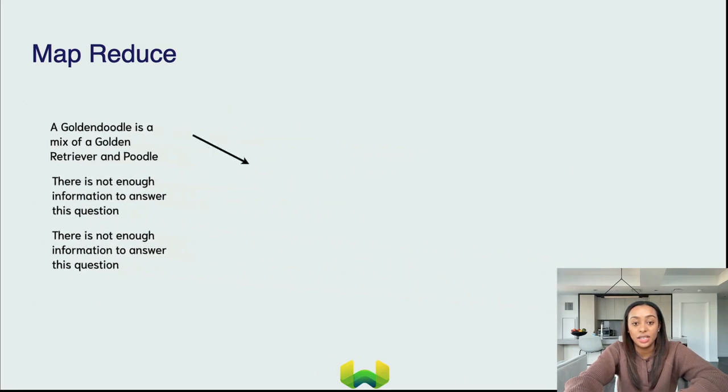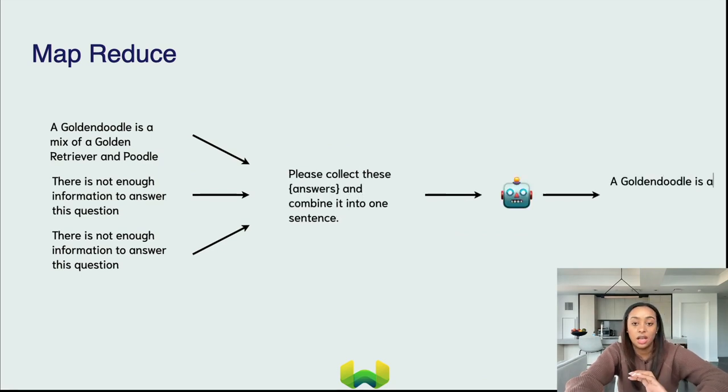All right. So then a different prompt. So here we have a golden doodle is a mix. We have three different responses. And now the next prompt is to collect the answers and combine it into one sentence. Goes into the large language model and boom, we have a golden doodle is a mix of a golden retriever and poodle.